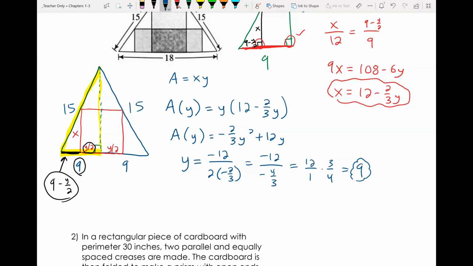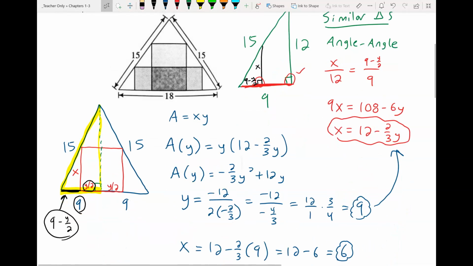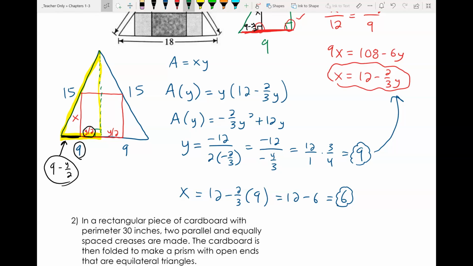So the value of y that's going to maximize that area is 9. If I want to get what x is, plug it in that relationship between x and y. x would have to be 12 minus 2/3 of 9. It's 12 minus 6, which is 6. So to answer the question, what are the dimensions of the inscribed rectangle that have the largest area? Remember, the dimensions of the rectangle were x by y. So I would say a 6 by 9 rectangle would give us the biggest possible area of that rectangle. Or if it asked, what is the maximum area, you would say 54, because it's length times width, 6 times 9.